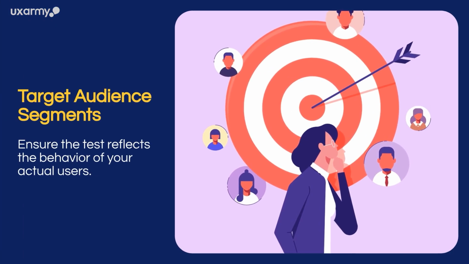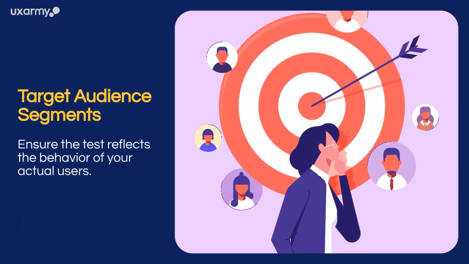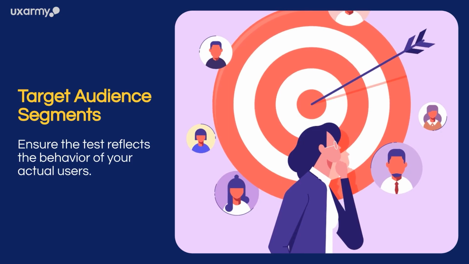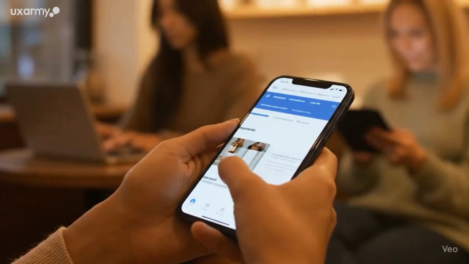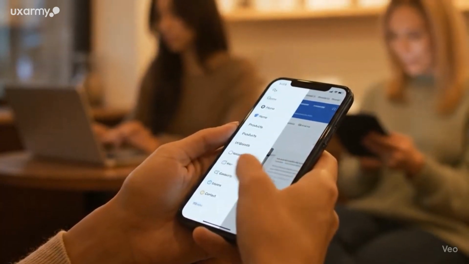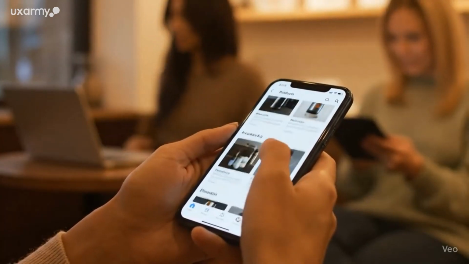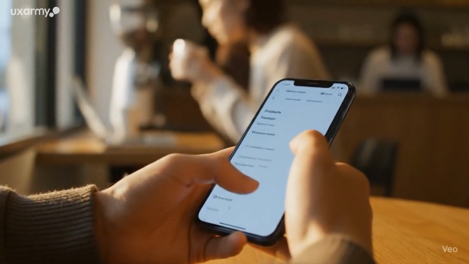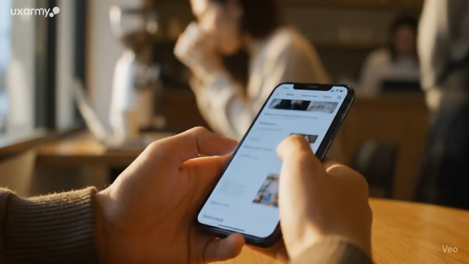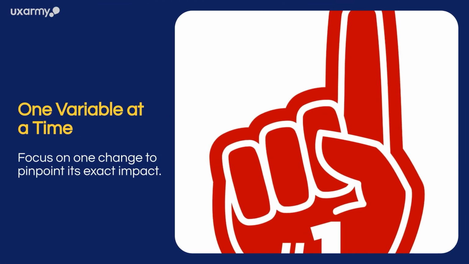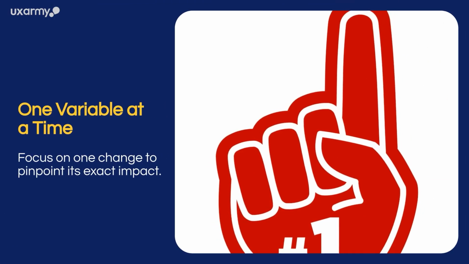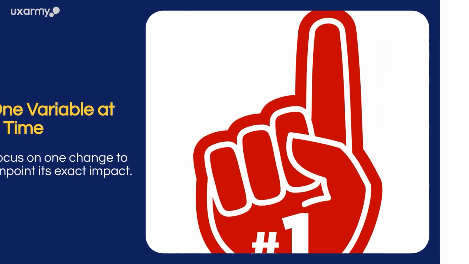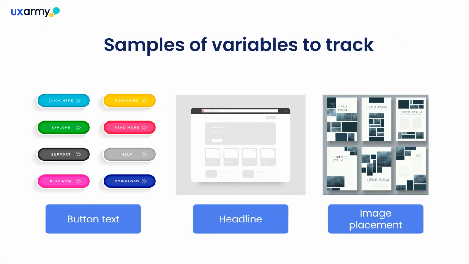Target audience segments. Ensure the test reflects the behavior of your actual users. Example: if testing a new navigation feature for mobile users, target only users accessing your site from mobile devices. Testing with the right audience ensures the results are relevant and actionable. One variable at a time. Focus on one change to pinpoint its exact impact, such as button text, headline, or image placement. Testing multiple elements at once can create confusion and make it hard to identify what worked.